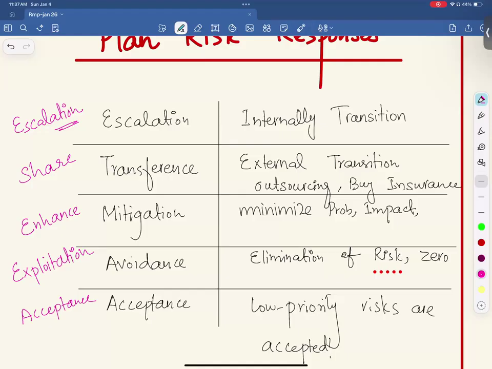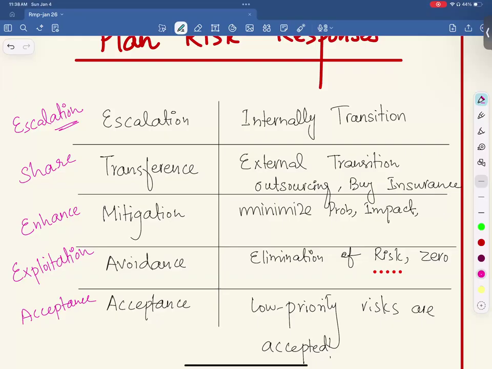Escalation, you're saying to the program manager, hey, this is an opportunity, please take care of it. This is escalation. Share, there is a new technology, you don't have enough money to buy it, you sign a joint venture agreement with somebody, right? And you share benefits. That's what we call share. Enhance, artificial intelligence, you're providing trainings to your employees to enhance the benefit of artificial intelligence, right?